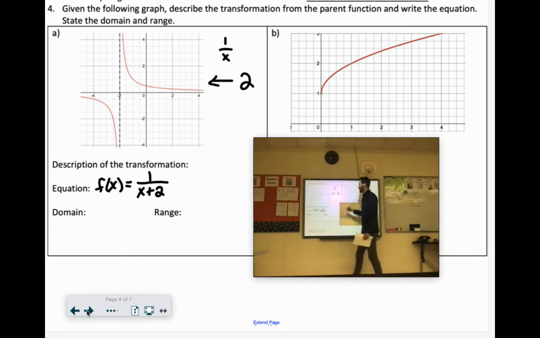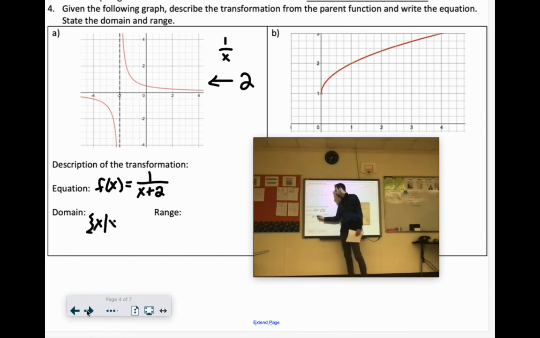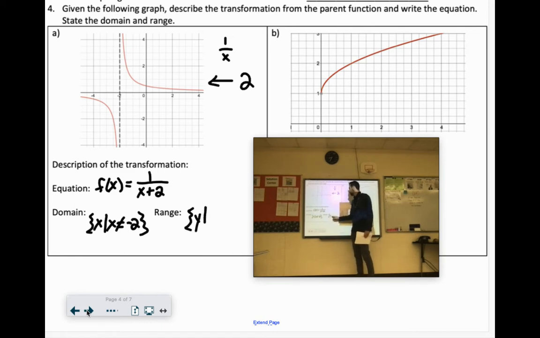So domain, we would say all real numbers except for negative 2. So if we write that as x such that x is not equal to negative 2, remember that would give us a denominator of 0, and you can't divide by 0. And then the range, same thing, all real numbers except for the horizontal asymptote, which is at 0. Y such that y is not equal to 0.